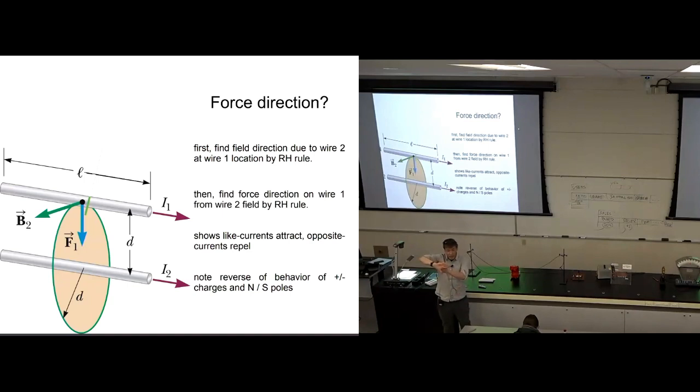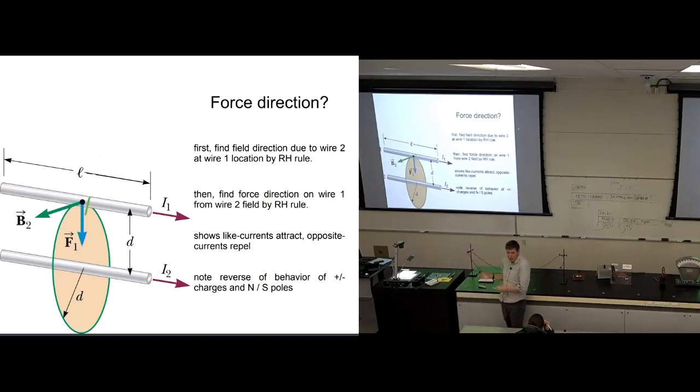So again, I position my hand so that the palm of my hand is in the direction of the current in wire number 1. The fingers are naturally curling in the direction of the field that it's immersed in. My thumb points in the direction of the force on wire number 1. The force on wire number 1 is downwards. It's being attracted to wire number 2. And so that's the direction of the force.